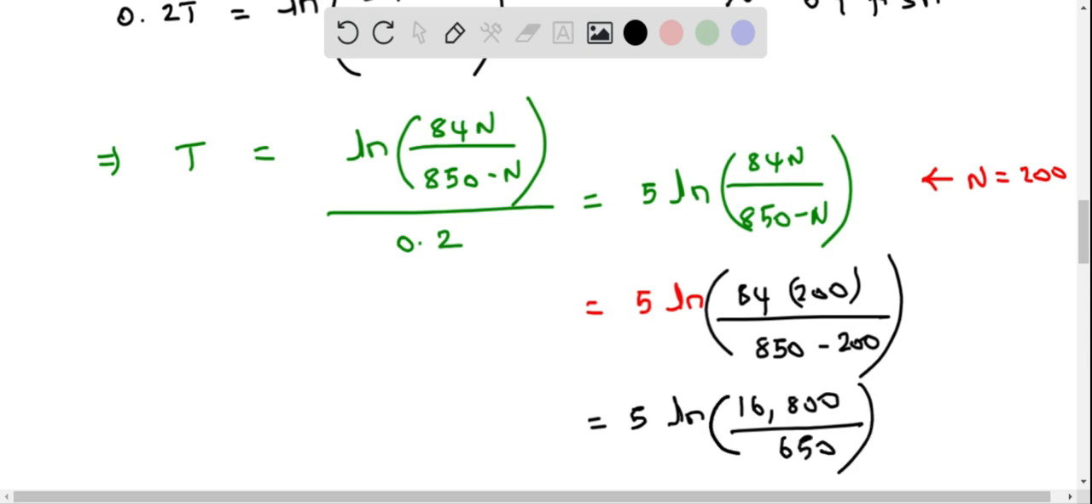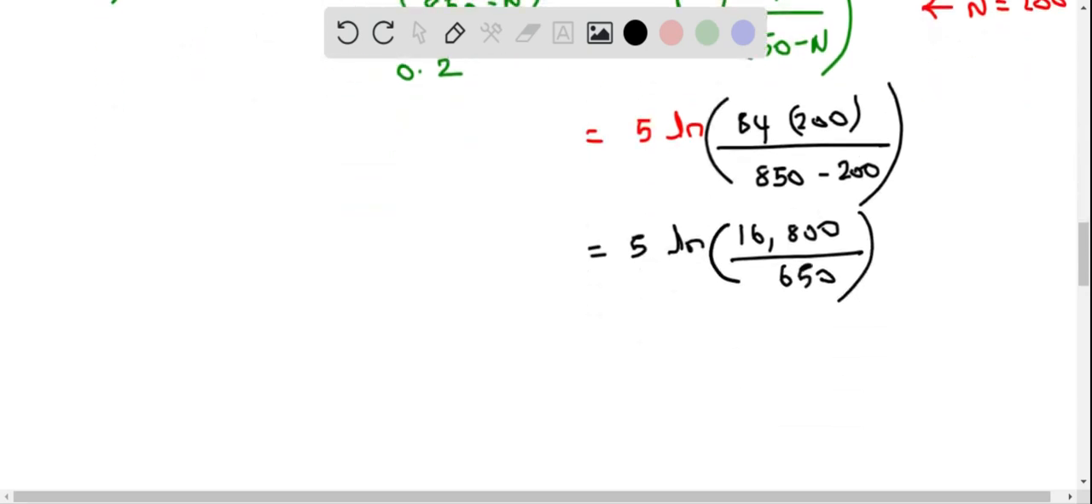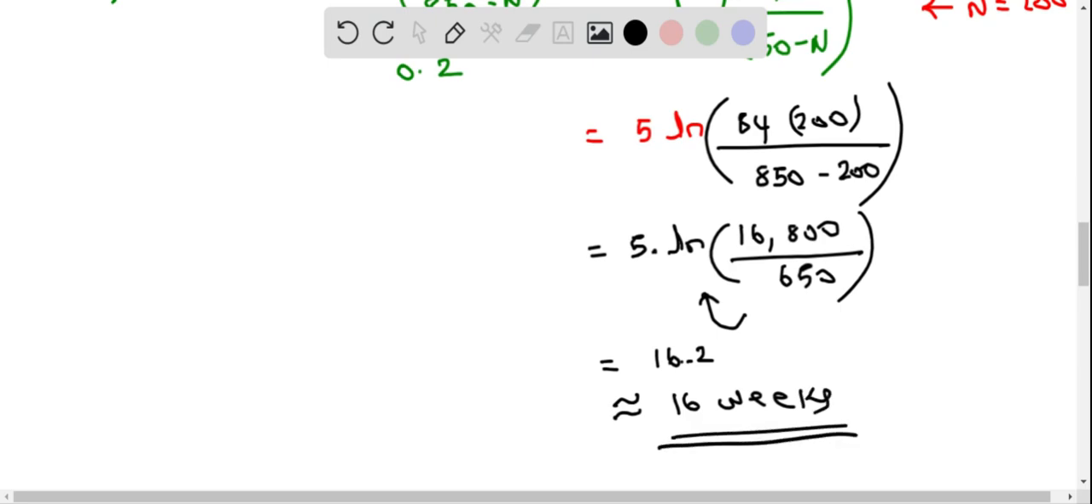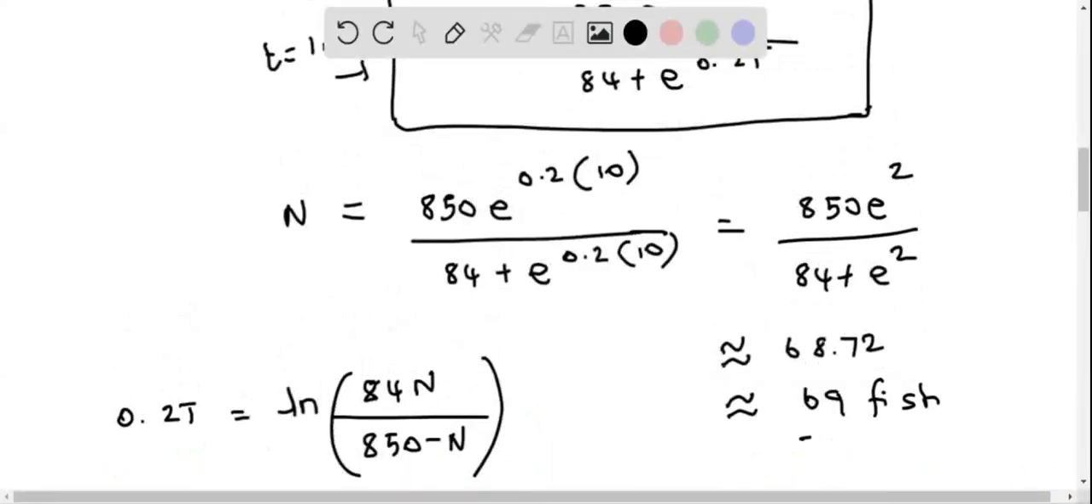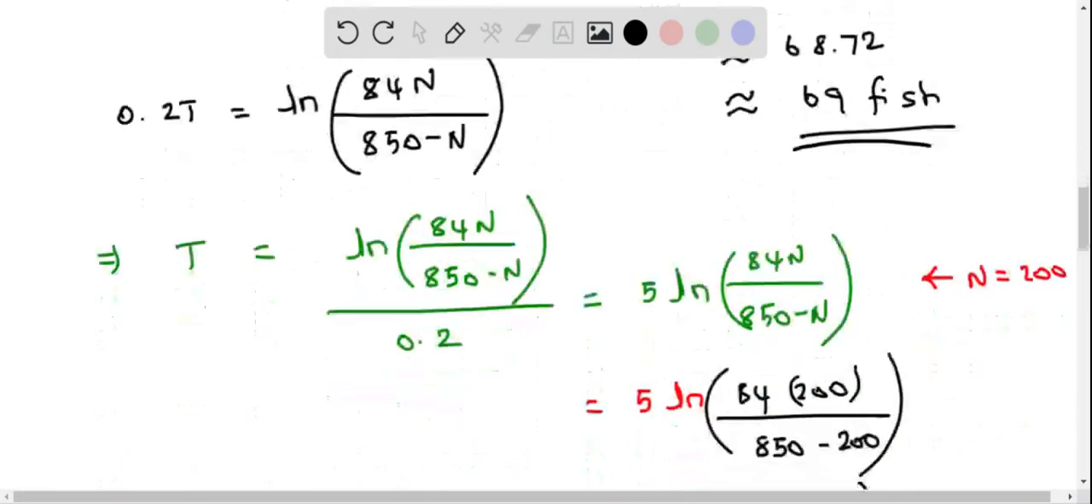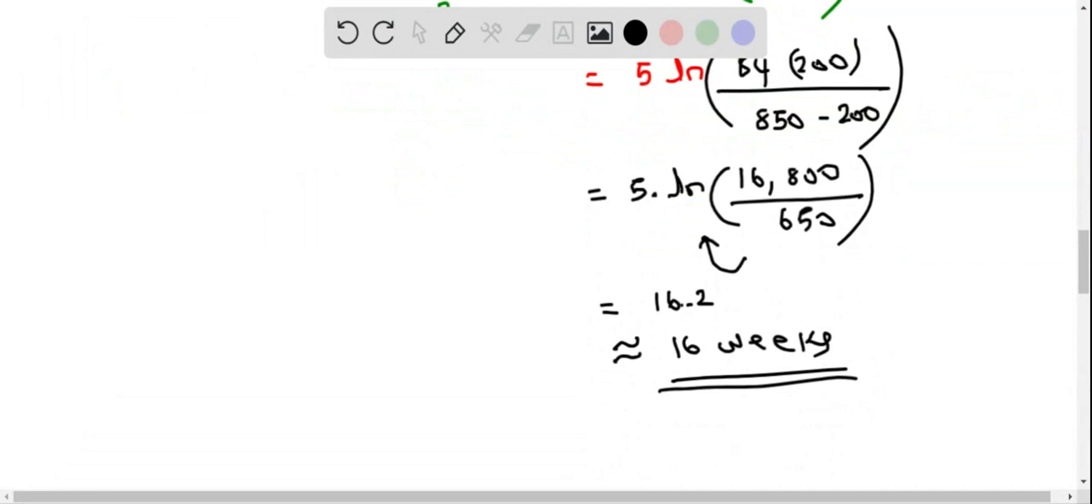So you can plug this into the calculator. First you divide 16,800 by 650, then take its logarithm and then multiply the result by 5. So when we do this, we get approximately 16.2. And when we convert this to a whole number, we get 16. Since time is in weeks, we put 16 weeks. So this answers the part B question. So for part A, we have determined that there are about 69 fish. And for part B, we determined that it takes about 16 weeks for us to have 200 fish in the pond.